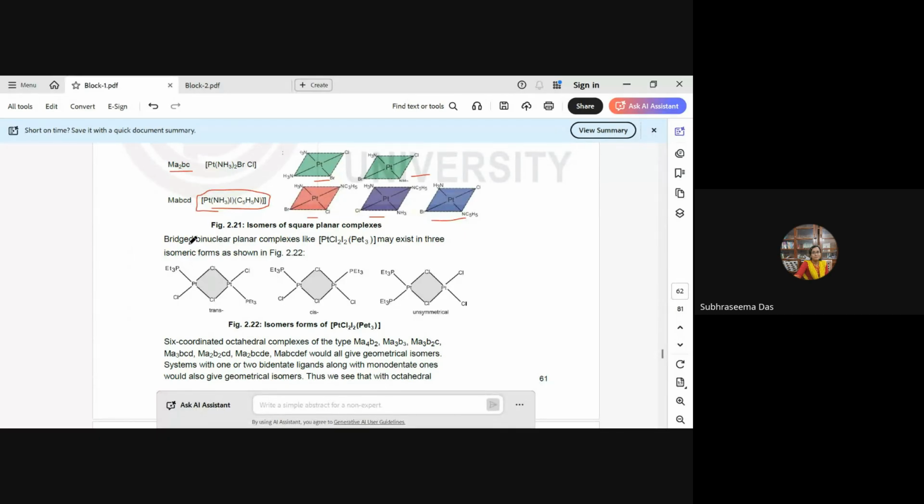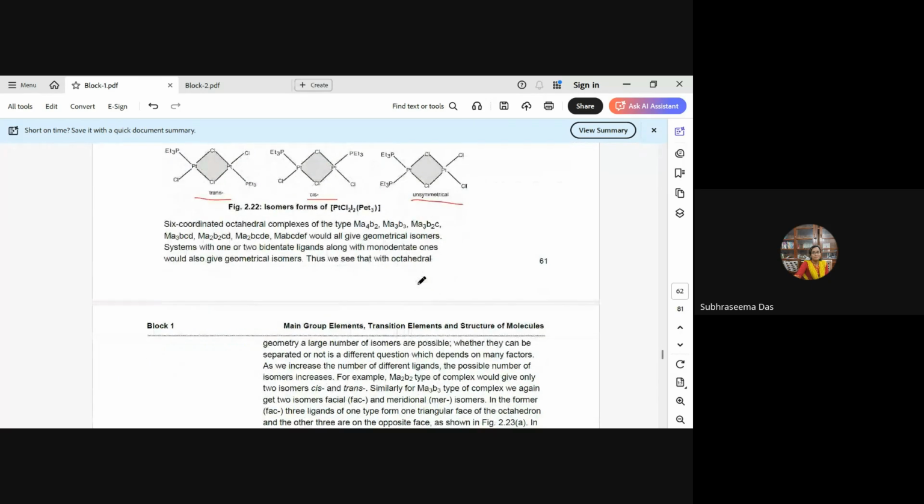Now we will look into bridged binuclear planar complexes like Pt2Cl2I2(PEt3)2. Here it exists in three isomeric forms, as shown: this is the trans isomer, this is the cis isomer, and this is the unsymmetrical isomer. So these three types of isomerism are possible for bridged binuclear square planar complexes.